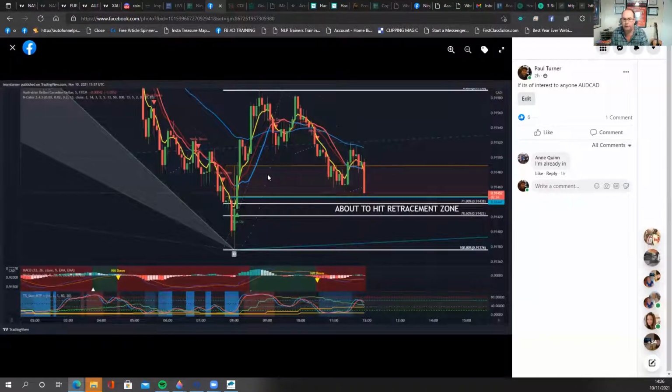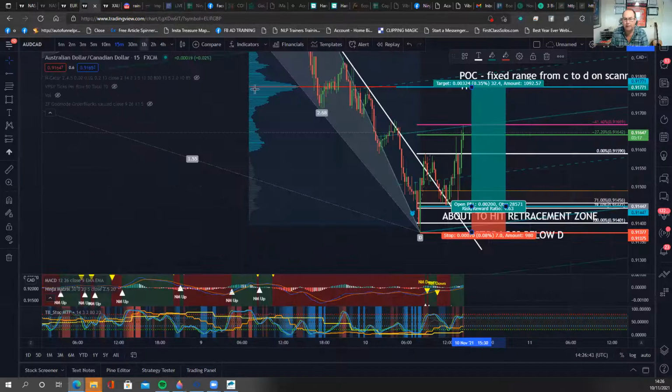This is before, and I put about to hit retracement zone, and I was expecting it to come down to this line, possibly down into this area here, right? So somewhere around here, I'm expecting the price to go and then reverse, okay? So that's before, take a look at that. And then after is where we're at now with the price.